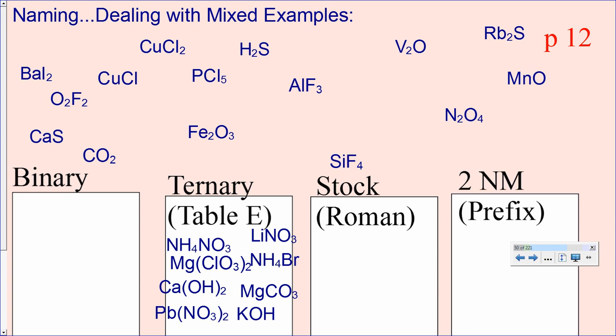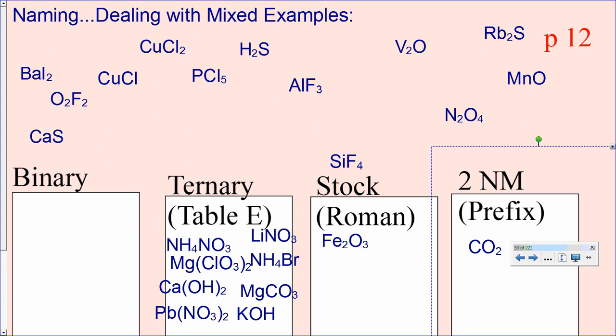So then what I want to do is go to the periodic table and take a look at iron. And I will notice iron has multiple positive charges. So what that tells me is this will have a Roman numeral in its name. So next one I'll look at is CO2. Put a finger on C, put a finger on O. Oh, they're on the same side of the staircase. So that's going to go over here to our two nonmetal category.